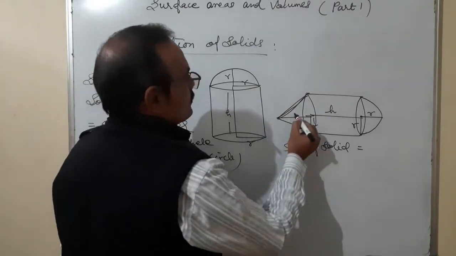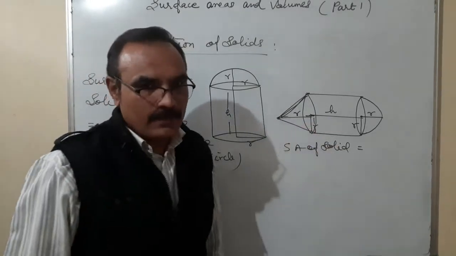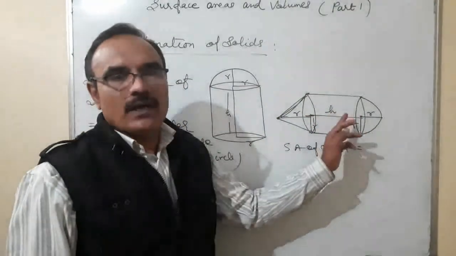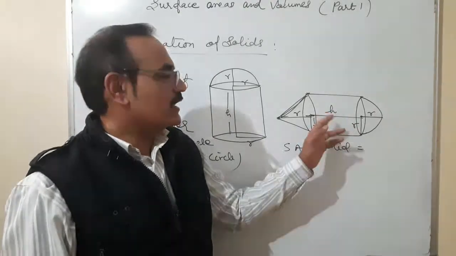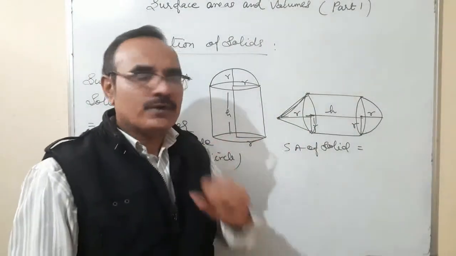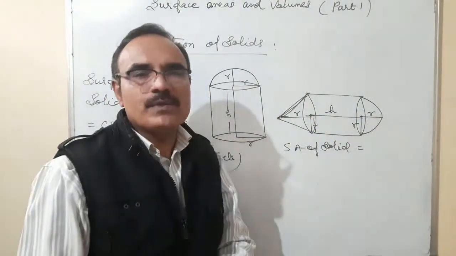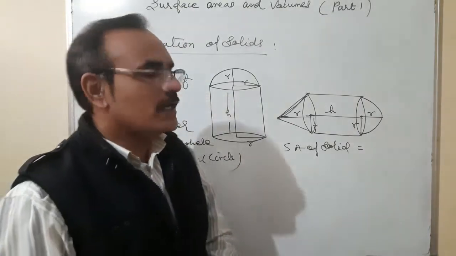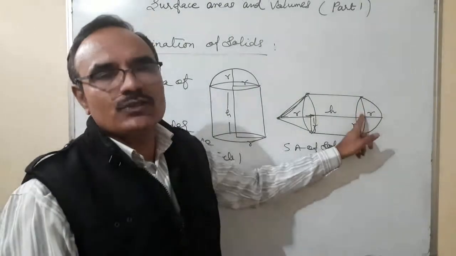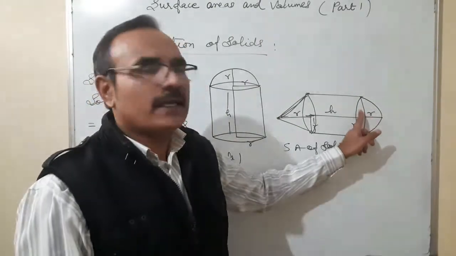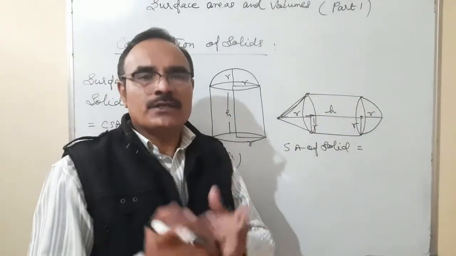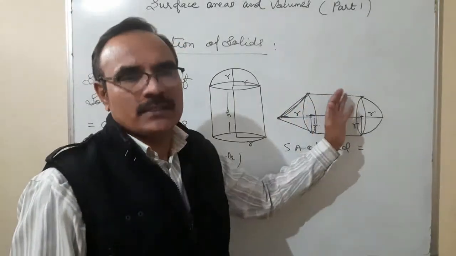Suppose this also I am taking as R. If R is given, then for the surface area of the solid, the area which can be painted: one is the curved surface area of cylinder, second is the curved surface area of cone, and third is the curved surface area of hemisphere. Why are we not using total surface area here? Because when we use total surface area, we include this area also, but this area is not visible. This area cannot be painted. So for finding the surface area of the solid, generally we use the curved surface area of the parts.